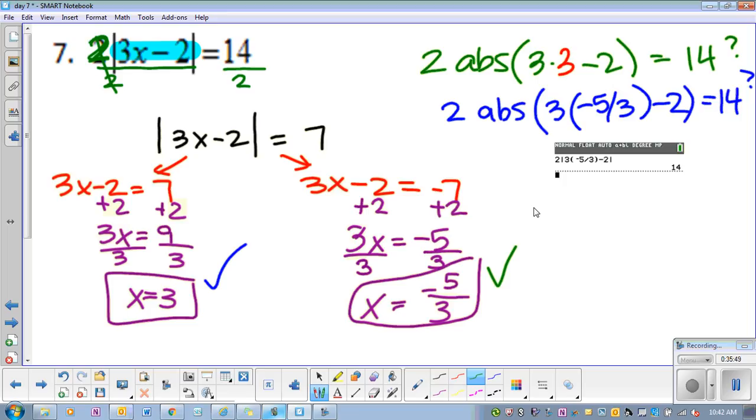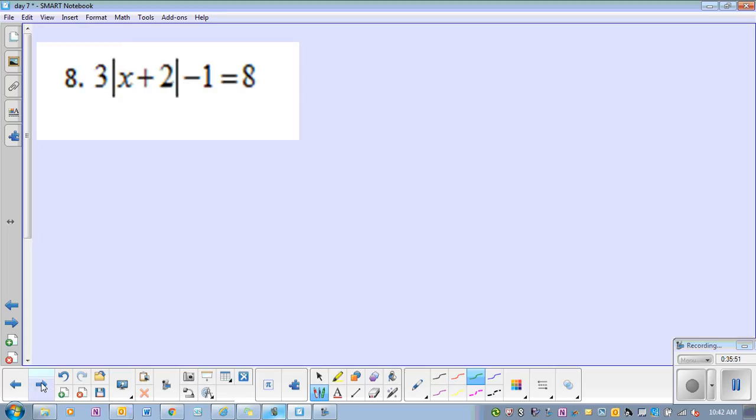Okay. Let's look at the next one. Guys, you're doing a really great job. Hang in there. Okay, so the next one, same thing. I need to get the absolute value all by itself. What do I need to do first? Huh? Add what? Add the 1.